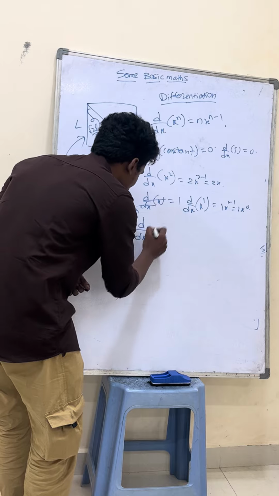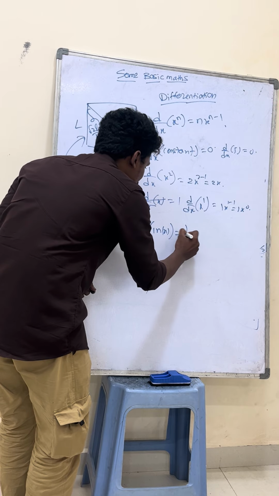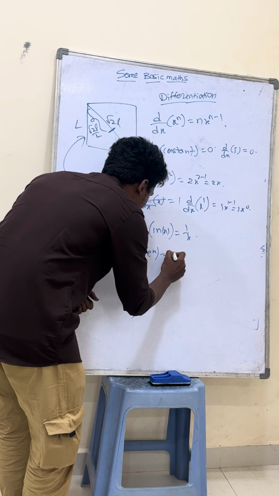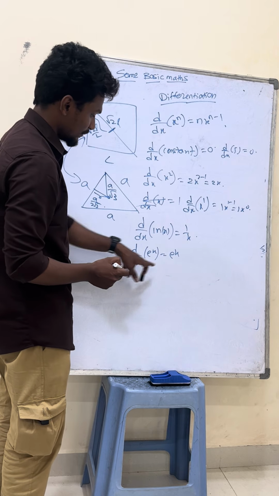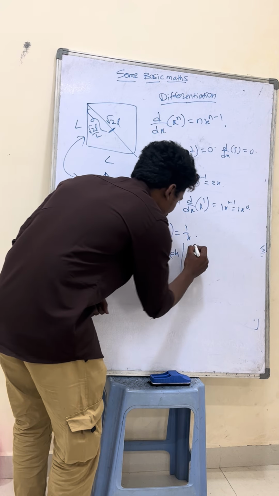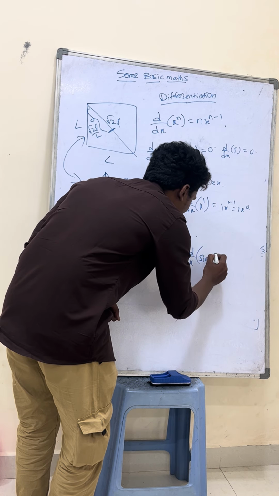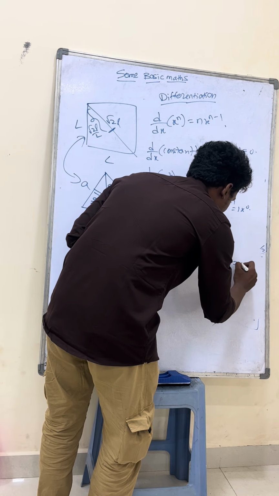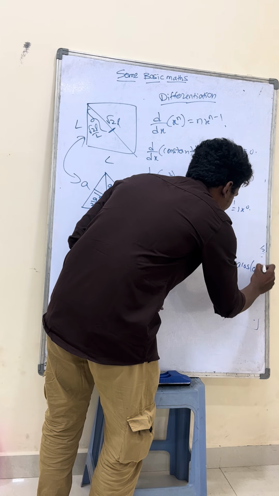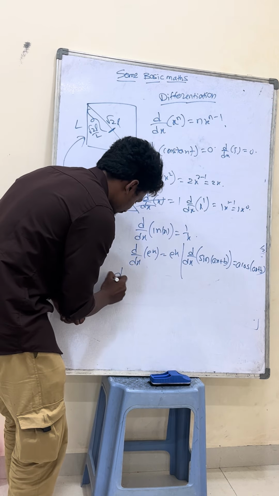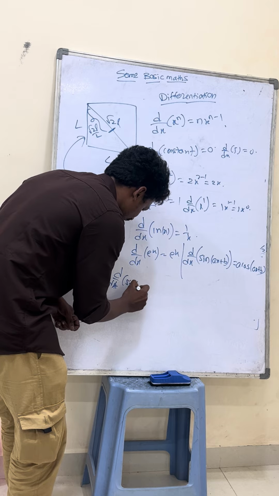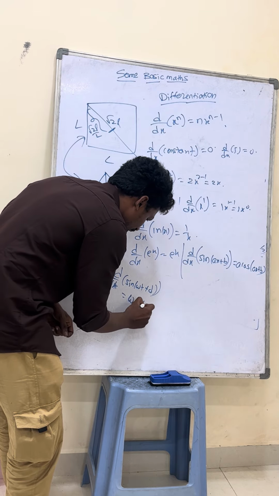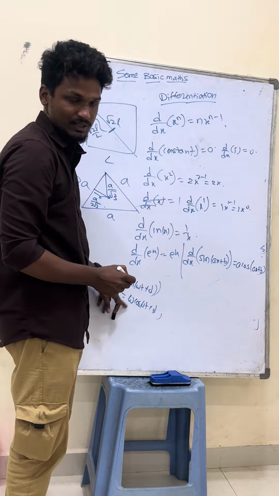And d by dx of ln x is 1 by x, and d by dx of e power x is equals to e power x, which you don't find any time soon in your NEET preparation, but definitely d by dx of sin ax plus b is going to be a cos ax plus b. This you will find frequently. Let's say d by dt of sin omega t plus 5, that is equal to omega into cos omega t plus 5. So you will find this equation quite often.